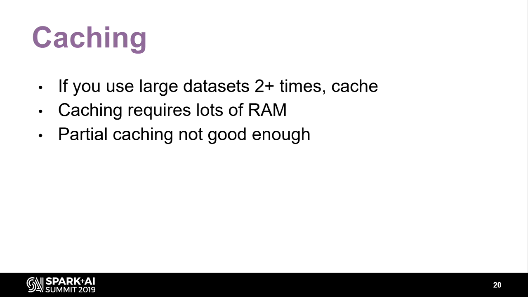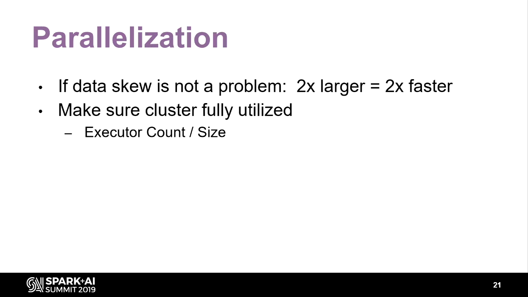Again, caching performance. We have a lot of data that gets reused as we're pre-processing all of our data, and so we have the ability to cache more when we have a larger cluster. And then parallelization. If you have, let's say, 100 tasks running on two executors, and you get four executors, if there's no data skew, it should run twice as fast.